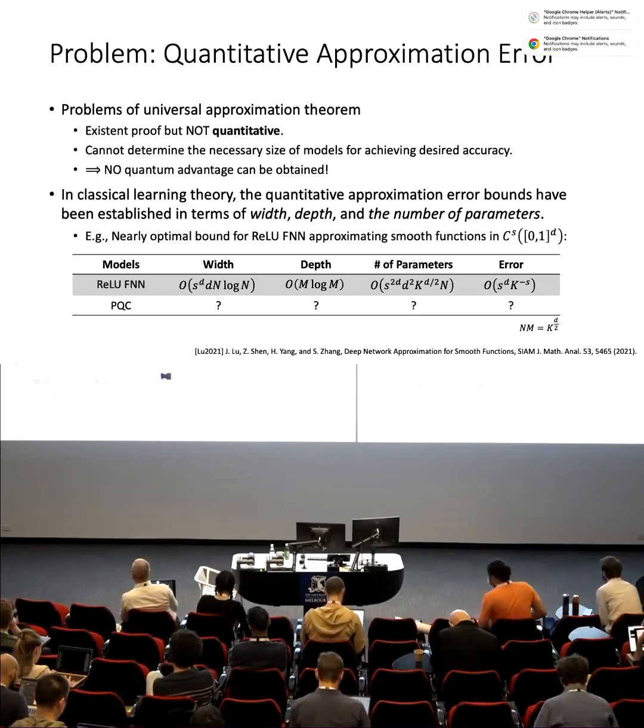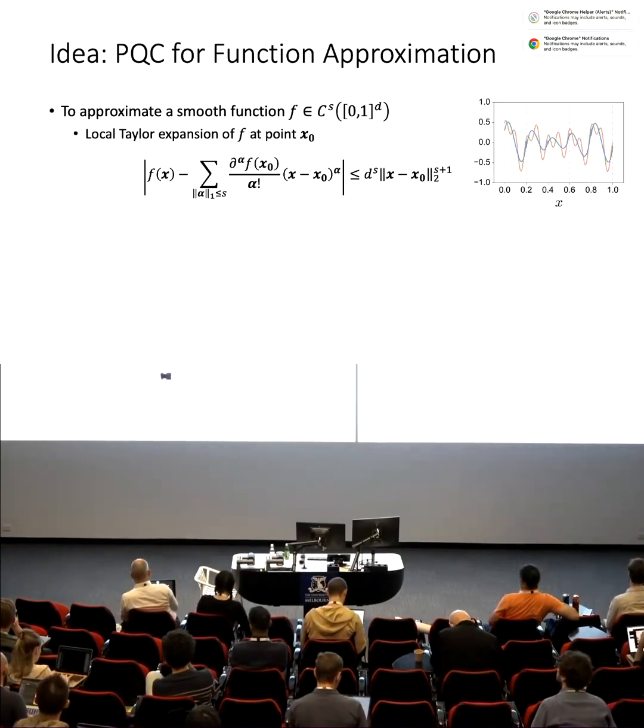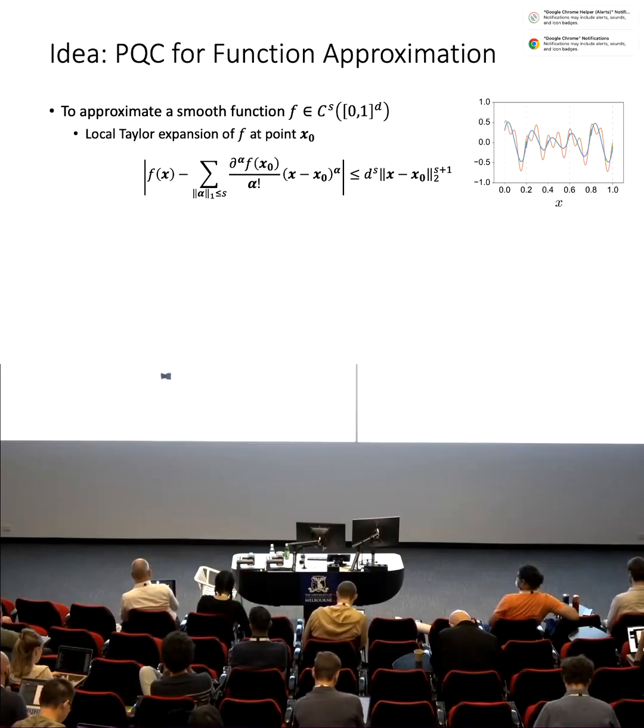But this kind of study is still less known for the PQC, or say the quantum model. And today we're trying to solve this problem, to discover the quantitative approximation error bound for the PQC. And the overall idea is pretty similar to the classical learning theory paper. The main idea is, if we want to approximate a smooth function, then we can use a local Taylor expansion of that function f at some fixed point, say x naught.